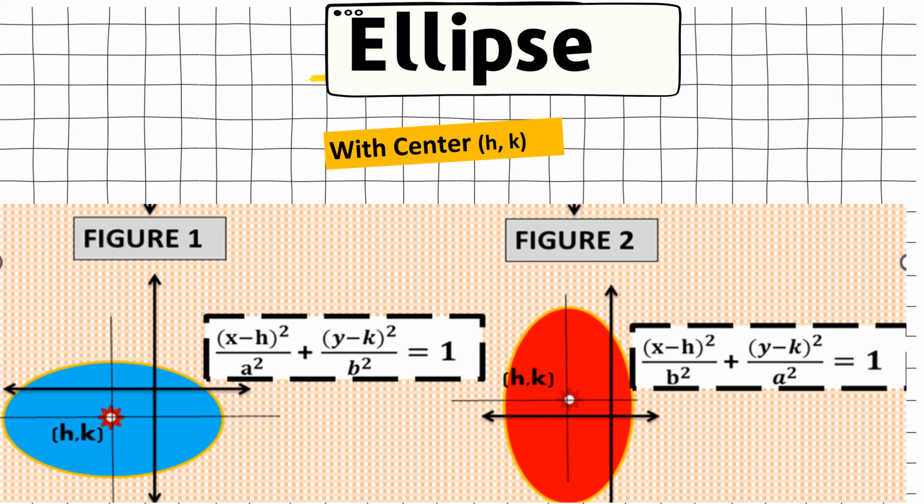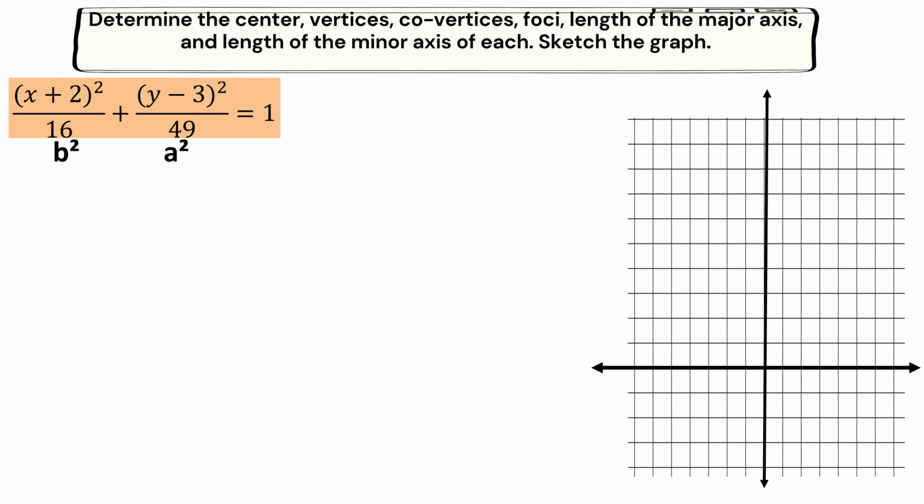So this time, as you have seen, we are to graph an ellipse in which the orientation is either vertical, or parallel to the y-axis, or horizontally oriented, which means our major axis is parallel to the x-axis. But the center this time is h, k, other than 0, 0, or in other words, the center is on either the first, second, third, or fourth quadrant. Okay, so let us have this example.